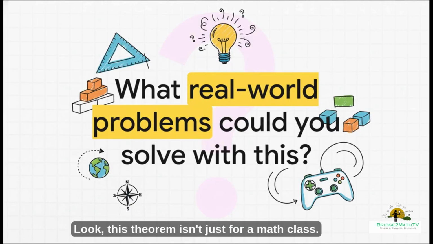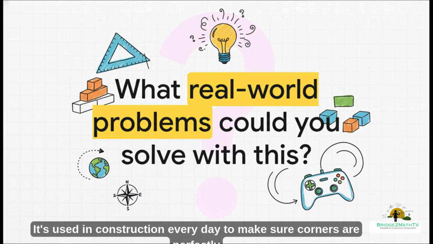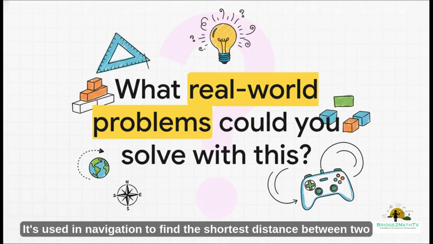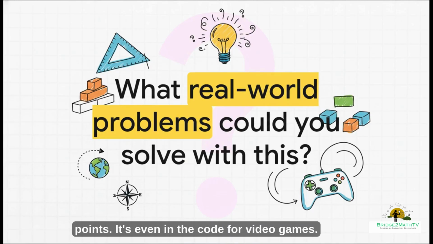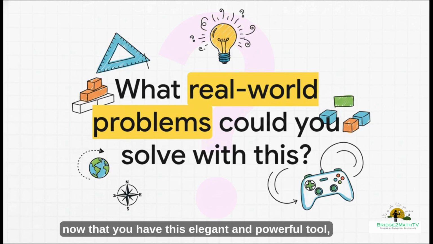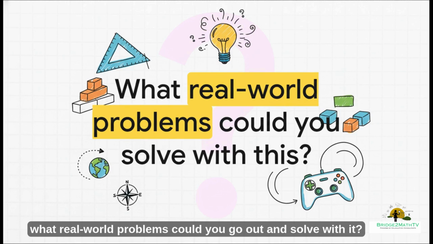Look, this theorem isn't just for a math class. It's used in construction every day to make sure corners are perfectly square. It's used in navigation to find the shortest distance between 2 points. It's even in the code for video games. So the final question is, now that you have this elegant and powerful tool, what real-world problems could you go out and solve with it?